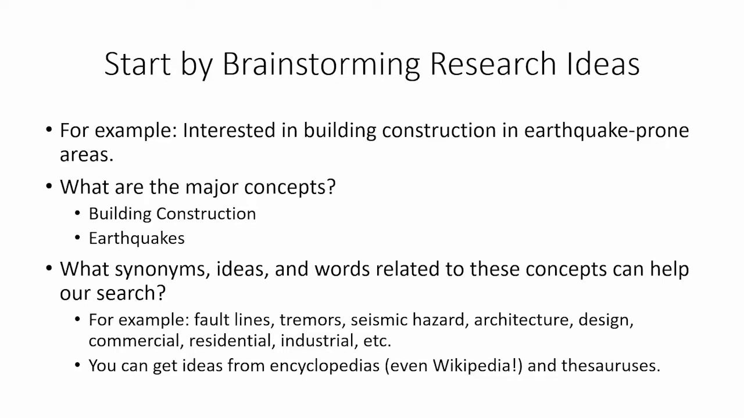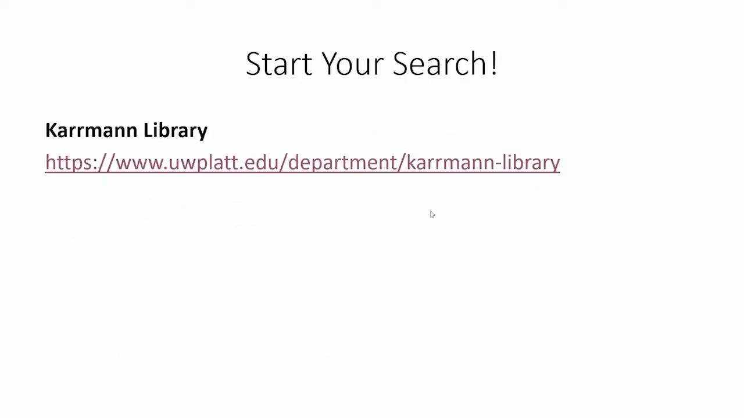Then, for later, we might also want to think about some synonyms, ideas, and words which are related to each of these concepts, because this might later help us to broaden or narrow our search. For example, some words that are related to earthquakes include fault lines, tremors, and seismic hazards. Some words related to construction include architecture, design, commercial, residential, and industrial. Now, this is by no means an exhaustive list of all the words or synonyms you could use, just kind of coming up with some. You can get ideas for words to use in your search from encyclopedias, even Wikipedia could be useful in this case, and thesauruses. In order to begin your research, let's navigate over to the Carmen Library's website.